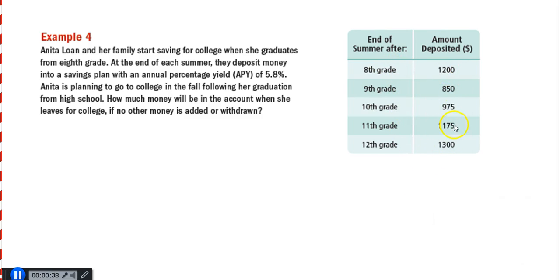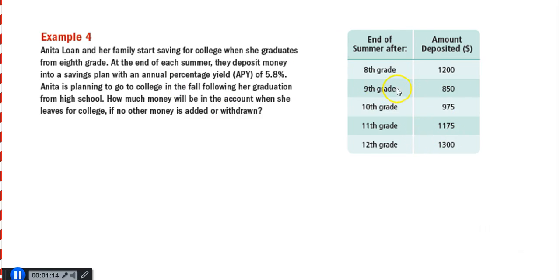So here's the table, and this is a basic polynomial type of situation where we have an interest rate of 5.8%, and at the end of 8th grade, Anita is going to put the $1,200 into the account, and then that $1,200 is going to earn interest for several years until she graduates from 12th grade. So it'll earn interest for 1, 2, 3, 4 years, because after she's done with 12th grade, it'll come out, and she'll use that to pay for college.